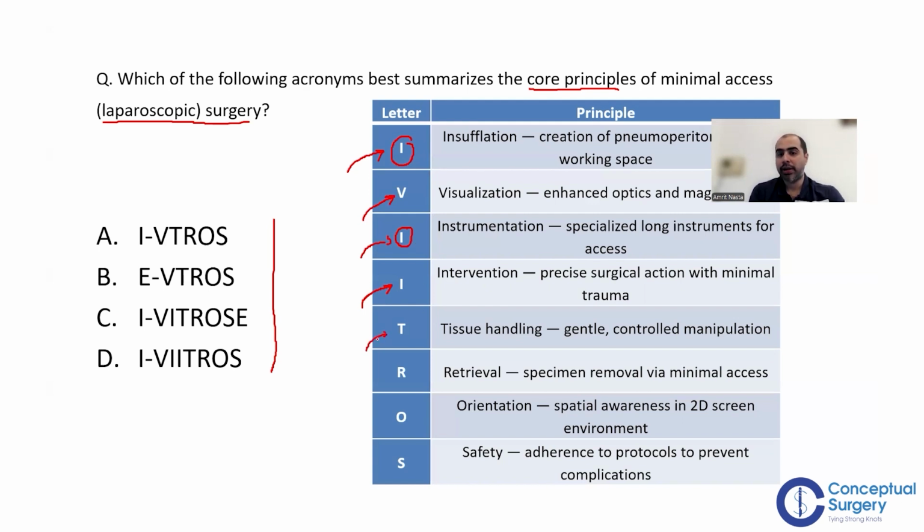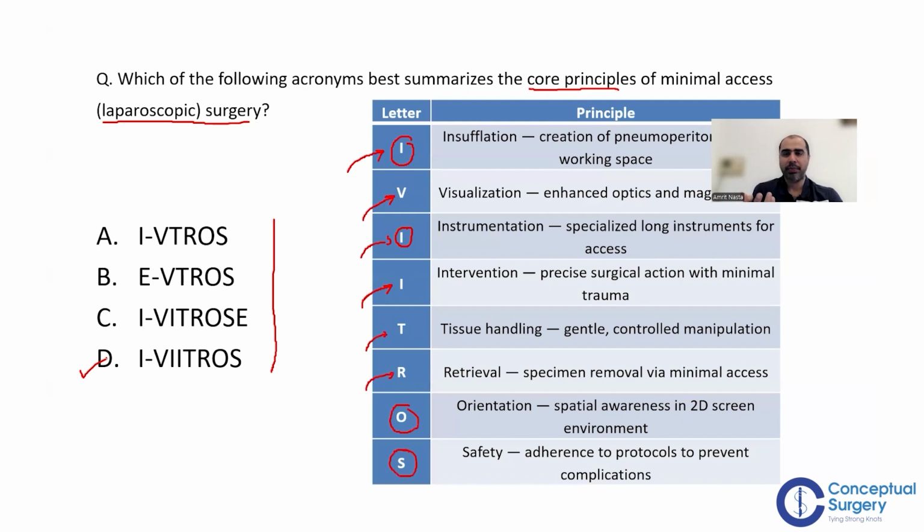Then how you handle the tissue? Remove whatever specimen has to be removed. Be aware, be oriented, and do it safely. This is called as Vitrio's principles. Okay, Vitrio's principles. So this is how any surgery is done in laparoscopy.